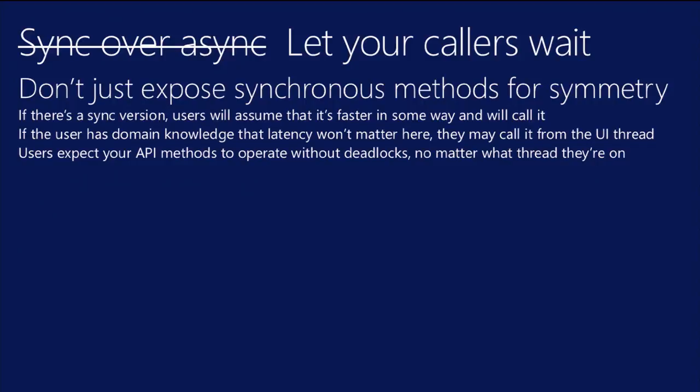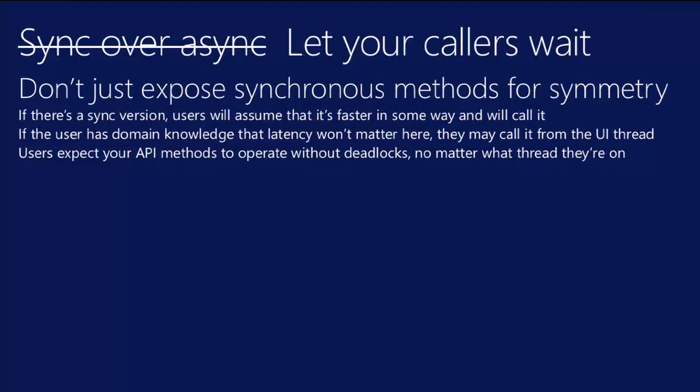And so really the principle here is don't just expose synchronous methods because of symmetry, right? Because it's, look, I have an async method, I should probably have a non-async method. Right? I see that everywhere, I should do that too. If there's a sync method, users are going to assume there's some good reason to call it. You must have defined it for some reason. They're going to find occasions to call it and they're going to call it, including on UI threads. Right? If the user has that domain knowledge that, hey, latency isn't a big deal here, they might even call it on the UI thread, right?